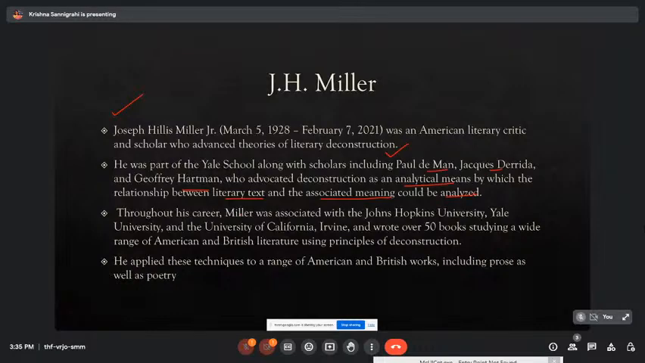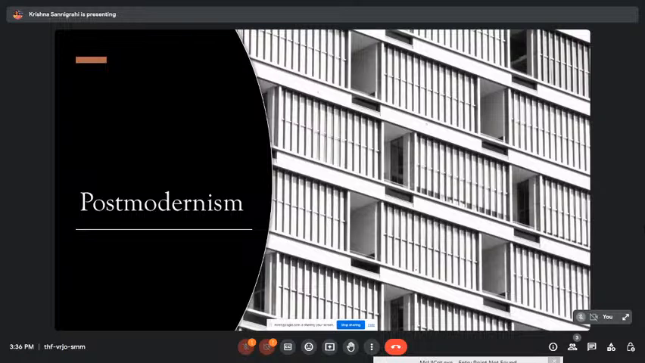Now, throughout his career, Miller was associated with Johns Hopkins University, Yale University, and the University of California, Irvine, and wrote over 50 books, kind of using the principles of deconstruction, and studied American and British literature. So he applied this idea of deconstruction on various works of American and British writers, including both prose and poetry. So this is what, in brief, we can talk about post-structuralism, wherein it is actually questioning the absolute principles which were put forth by the structuralists. So it is questioning the questions and the ideas which were put forward by the structuralists.